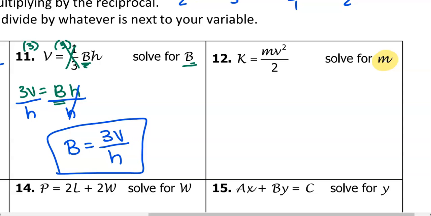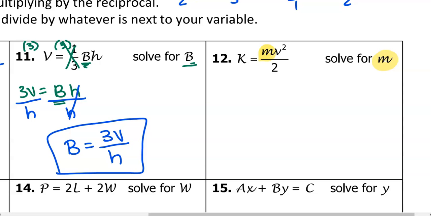All right, number 12 wants me to get M by itself. So M is right here for my visual friends, if you want to indicate where it is. Looking at that, I have a V squared being multiplied to M, right? And I have a 2 being divided by M, or divided into M. Do we see that? So we have to move the V squared and we have to move the 2. Those are our 2 pieces we're trying to get rid of, okay?